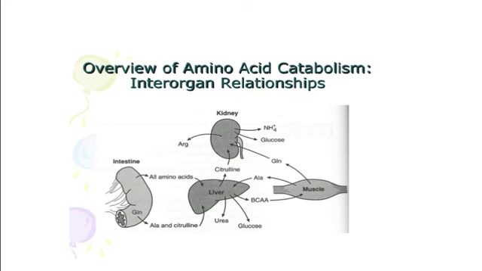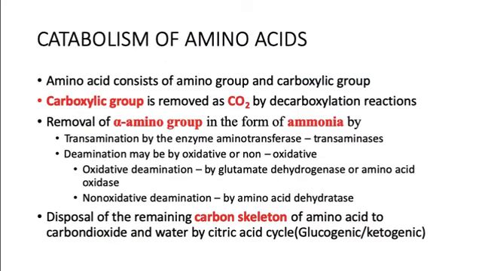Now when we look at the catabolism of amino acids, an amino acid consists of an amino group and a carboxylic group, right? The carboxylic group is removed as carbon dioxide by the decarboxylation reaction. The amino group is removed in the form of ammonia by a number of reactions. First is the transamination reaction by the enzyme aminotransferase, which we call transaminases.